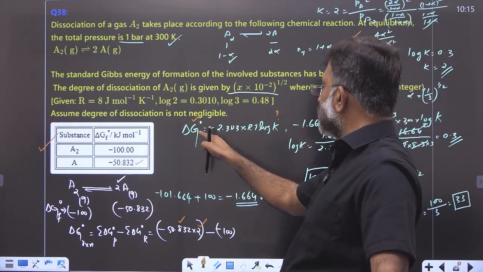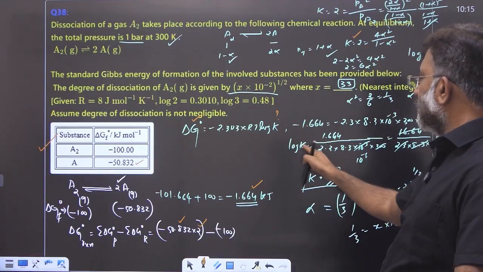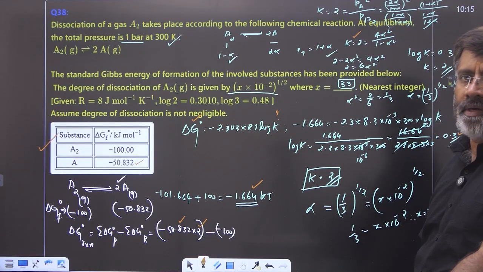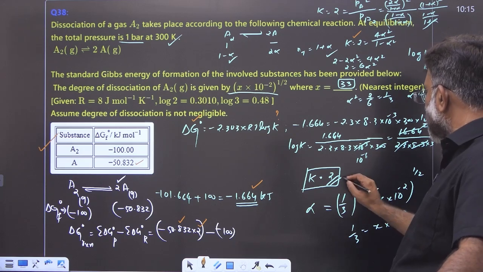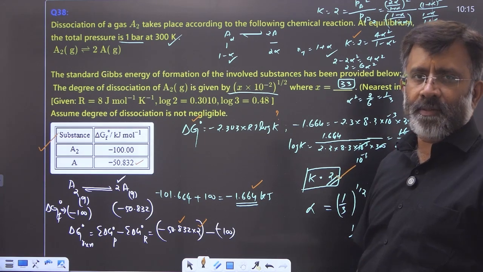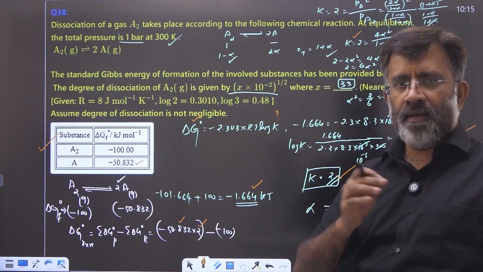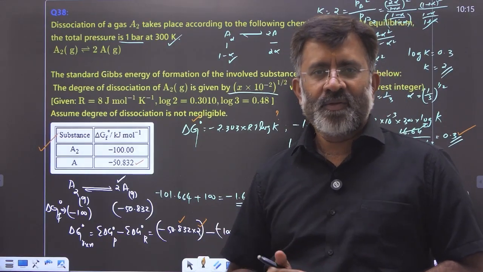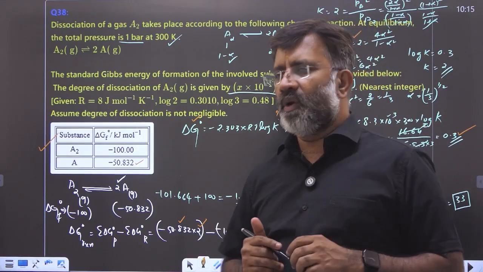That when substituted here, you will get K. Log K you are getting in the range of 0.3. Therefore, K equal to 2 എന്ന് കിട്ടും. Log K equal to 0.3 means log of 2 is 0.3, we know. So K equal to 2 എന്ന് കിട്ടും.